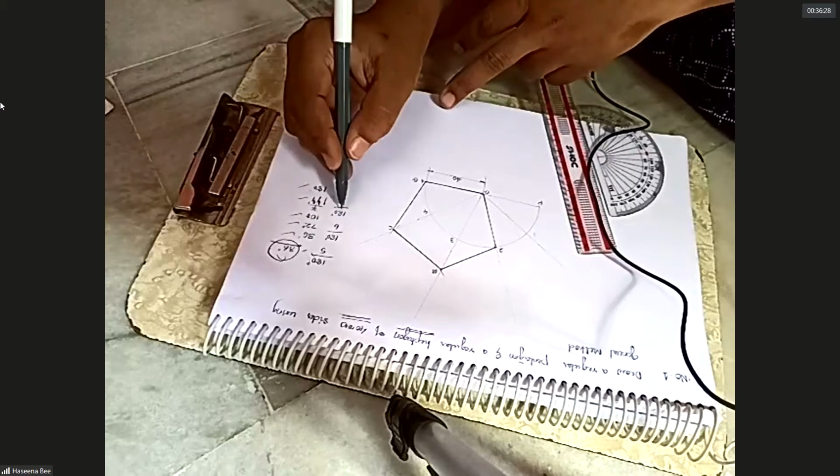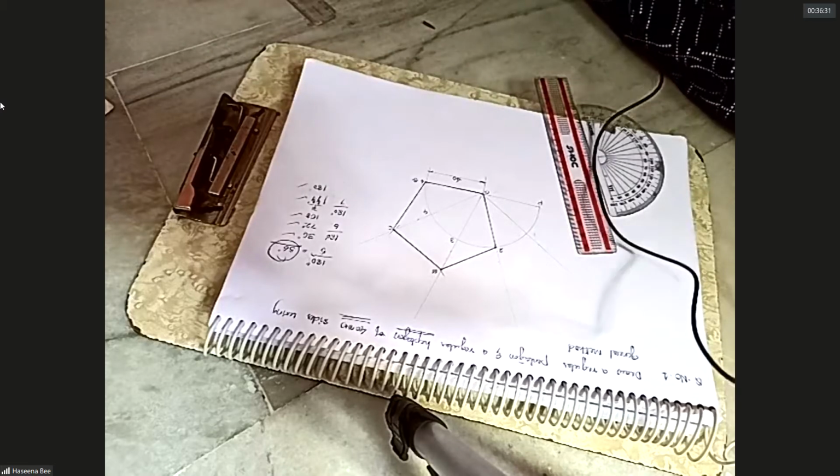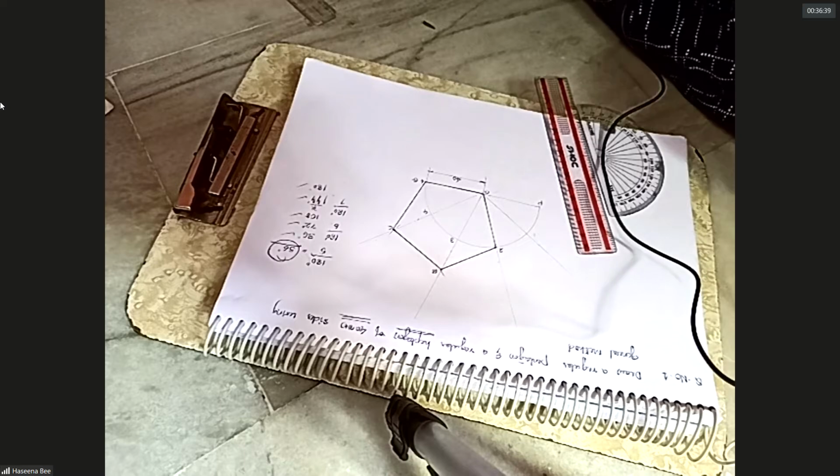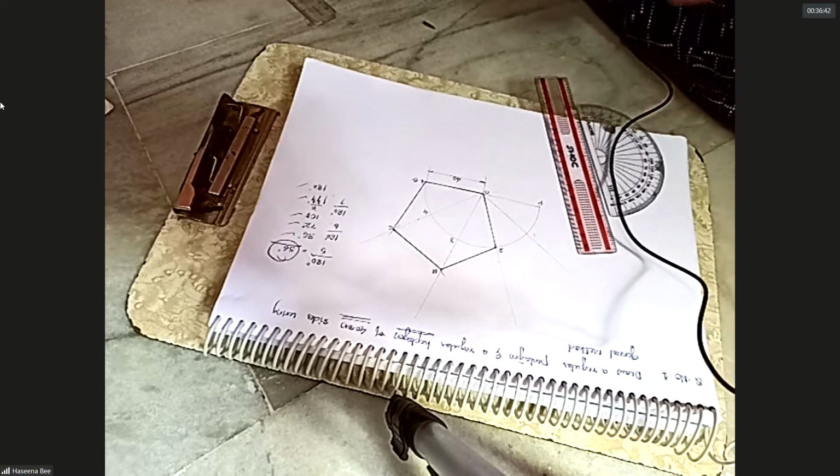Similarly, if you do 180 by 7, how much are you getting, ma'am? 180 by 7 means how much are you getting? Do it with your calculator. 25.71.